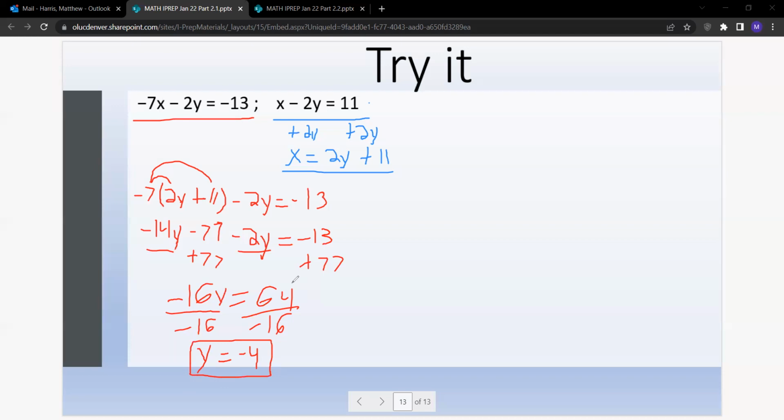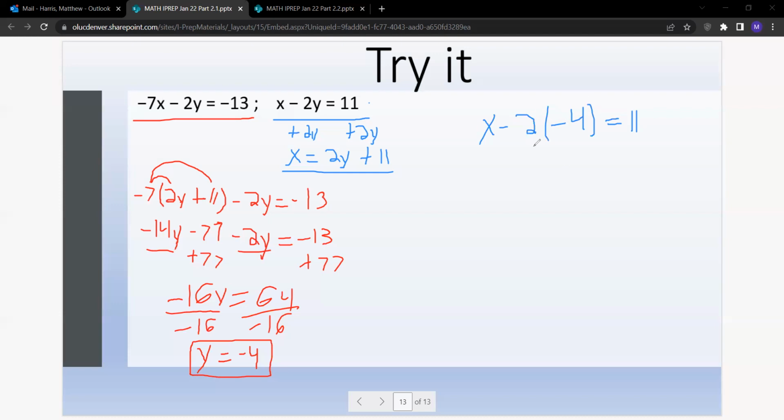All right, and then here's the second part, right? Because we have our y, but we still don't have our x value. So let's go back and solve for x. So when we go back, we know y equals negative 4. We can just plug that right back into here. So we'll have x minus 2(-4) is equal to 11.